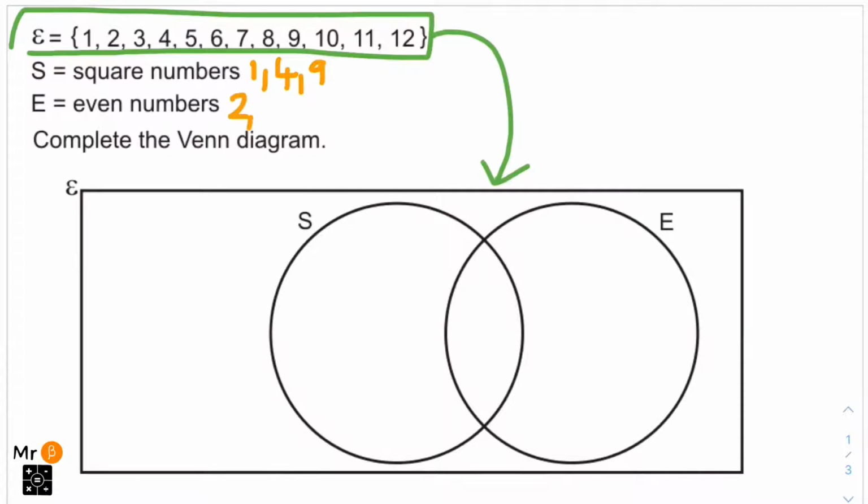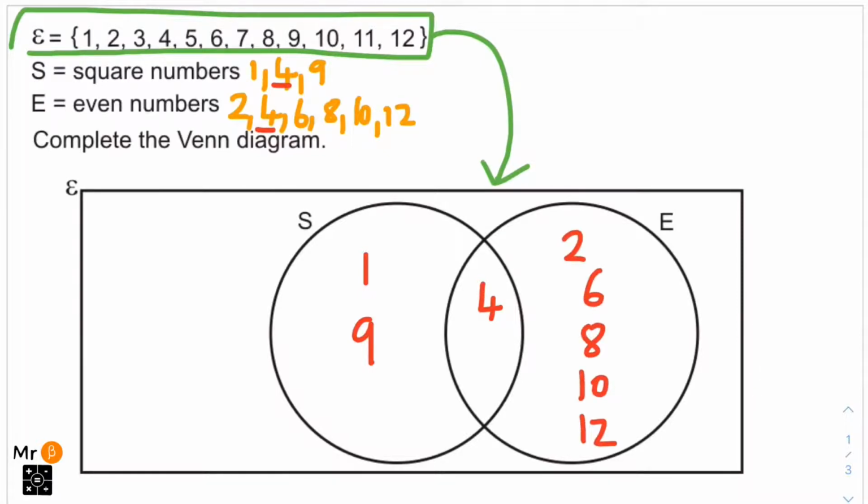Even numbers, 2, 4, 6, 8, 10, 12. Now you can clearly see 4 must be in both square and even. 1 and 9 are just square numbers, but they are odd. And then we've got 2, 6, 8, 10, and 12 in our even. Like I said before, you need to make sure all the numbers from 1 to 12 appear in this rectangle. So now we need to write down the numbers which haven't appeared yet, which is 3, 5, 7, and 11.